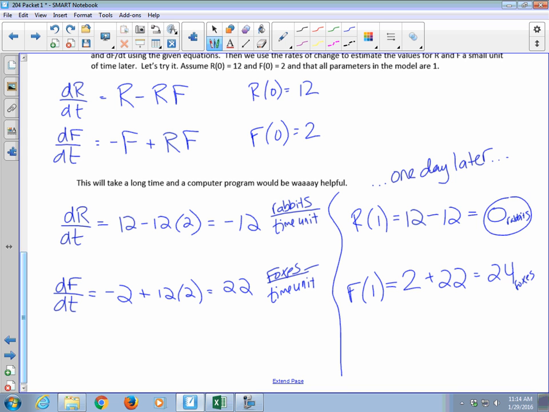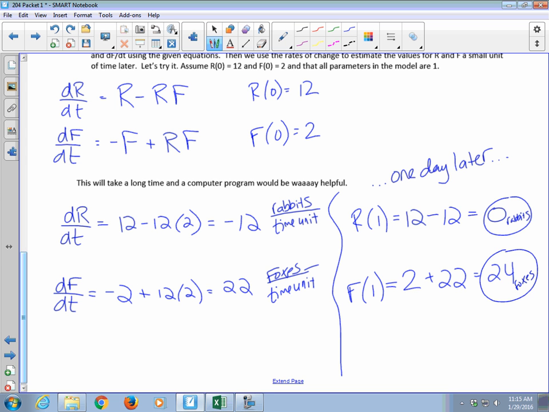So I now know the value, or an approximate value at least, of R of 1 and F of 1. How many rabbits and foxes there are 1 day later. And I could repeat this process over and over and over again. I could say, now take your 0 and your 24 and use those for your new R and your new F in the differential equations. Get a new dR/dt and a new dF/dt. See what happens.